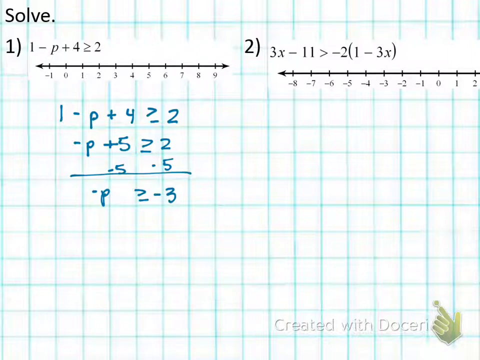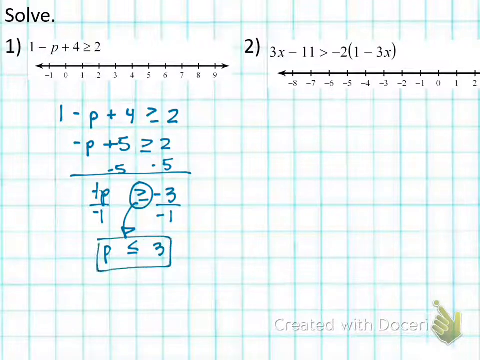Okay, now we have a negative p, which is like saying negative 1 times p. That's the coefficient. So the way I get rid of a negative 1 is I divide both sides by negative 1. And so we have a positive p. And whenever I divide by negative or multiply by negative, I flip the sign. So instead of a greater than, I'm going to switch it to a less than. Okay, and negative 3 divided by negative 1 is positive 3. So our answer is going to be p is less than or equal to 3.